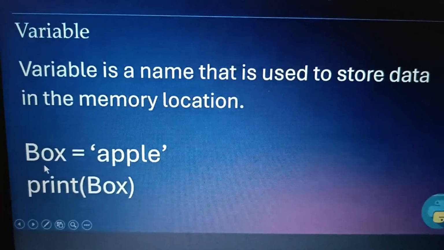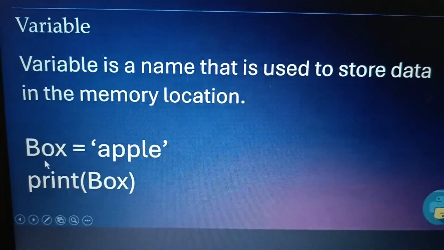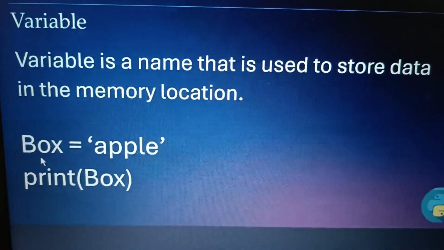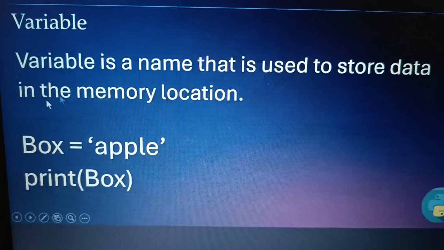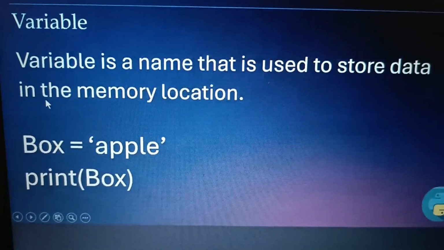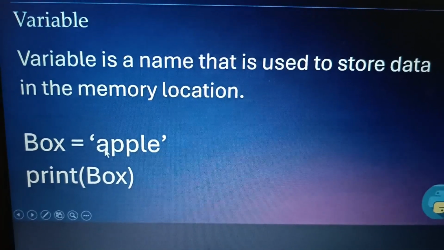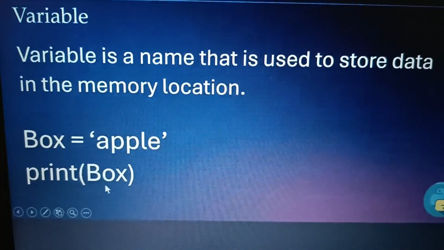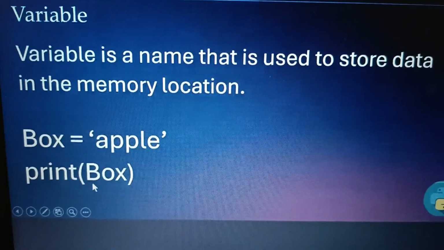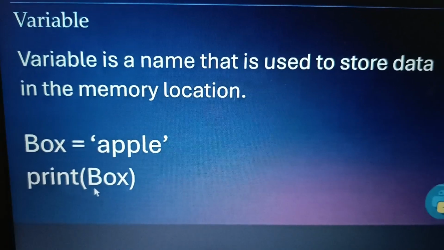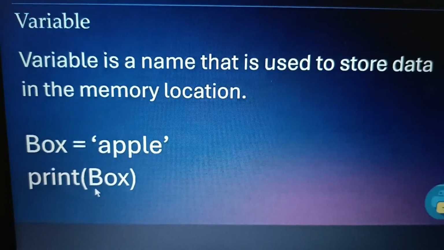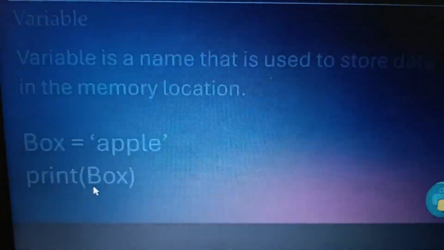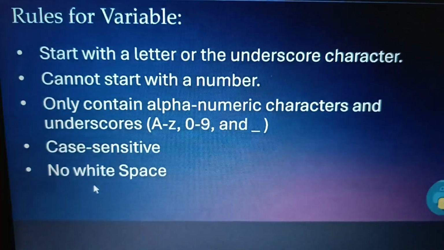See here, it is a box. Box is just a name. It's not just a name, it is a variable name. A variable is used to store the data. After storing this apple, if I want to print that apple, you're supposed to print the variable name. Then only you can print the output. This is a simple way to write a variable.